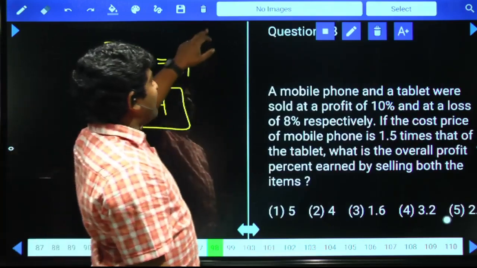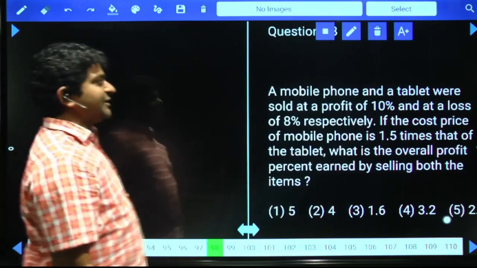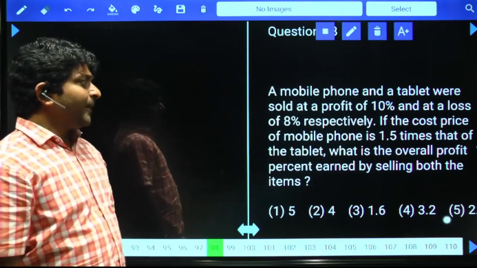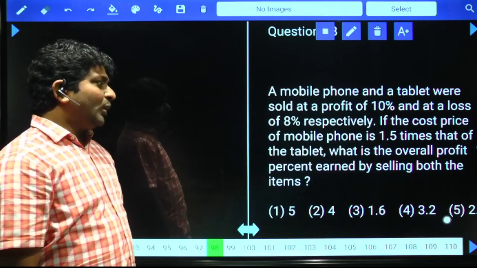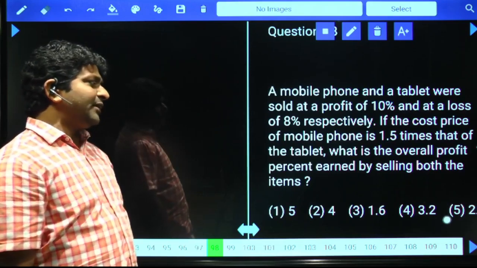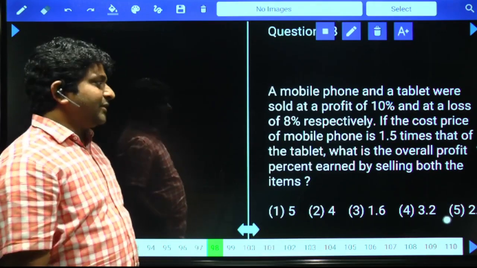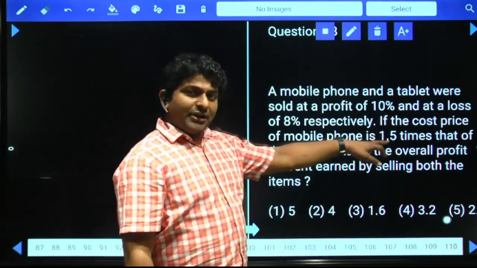A mobile phone and a tablet were sold at a profit of 10% and at a loss of 8% respectively. The cost price of the mobile is 1.5 times that of the tablet. What is the overall percentage of profit earned by selling both the items? You have a comparison about their cost price.